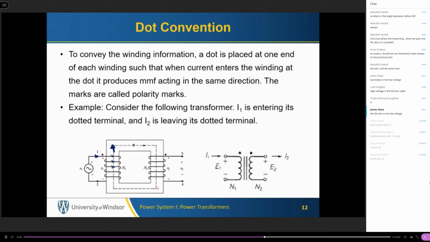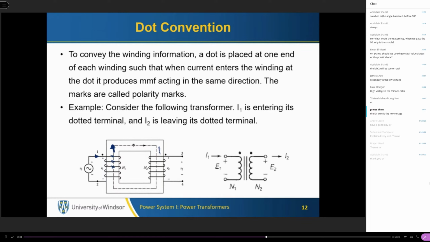Now this secondary, according to Faraday's law, has to generate a flux that opposes the flux generated by the primary coil. So it has to generate a flux in this direction.